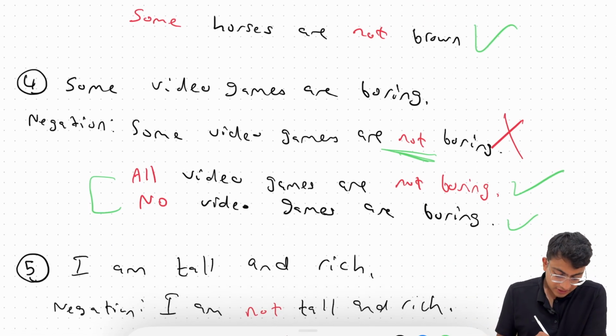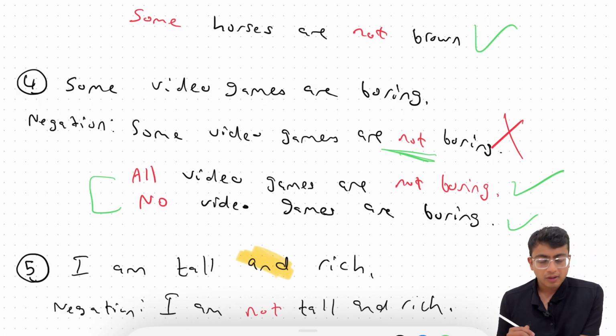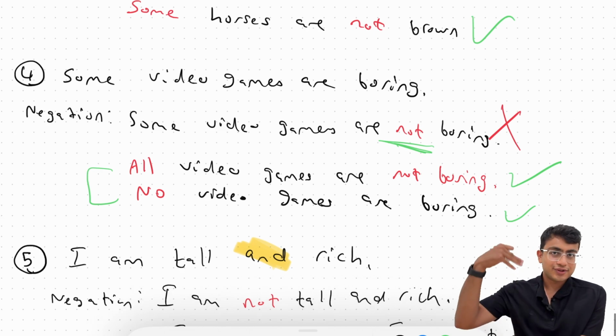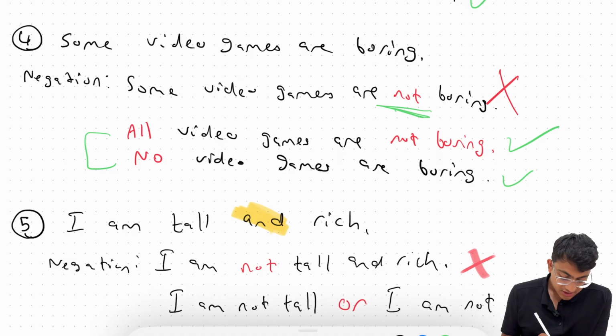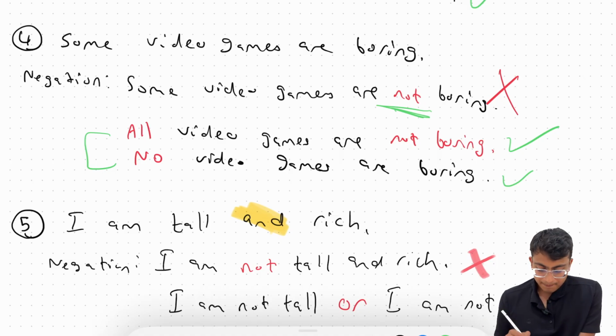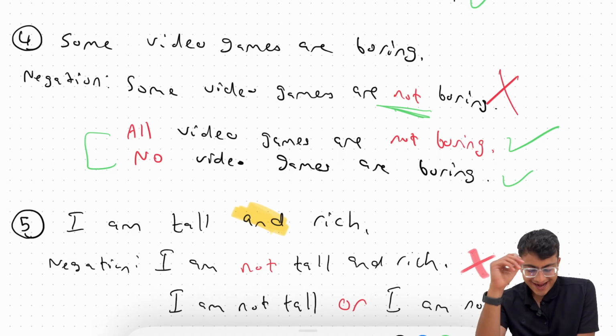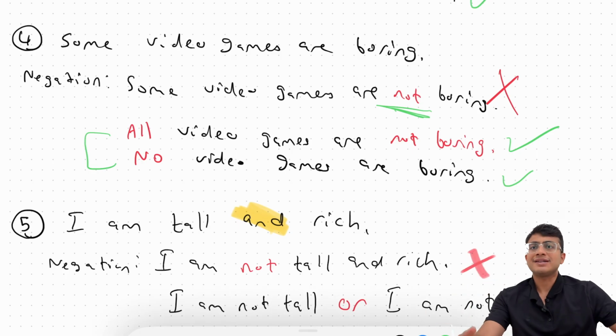Let's talk about negating statements that have ands and ors in them. So we have an and statement here. I am tall and rich. And once again, if you just think that negation is adding a not, you might say I am not tall and rich. This is incorrect, right? Because what does an and statement need? An and statement needs both parts of it to be true, being tall and rich.